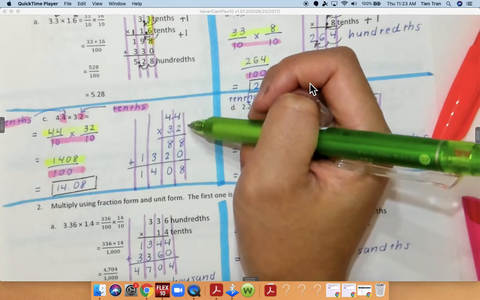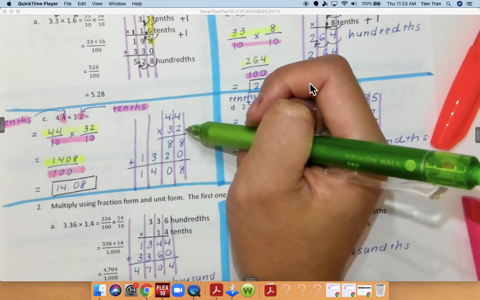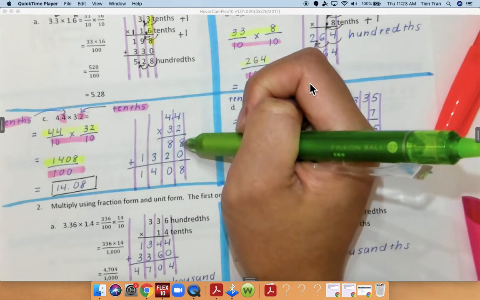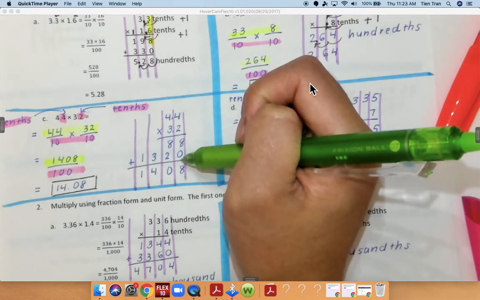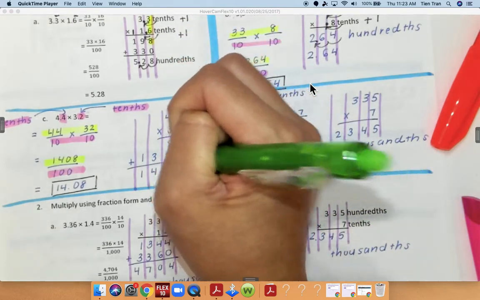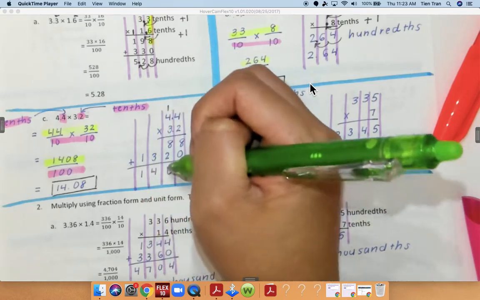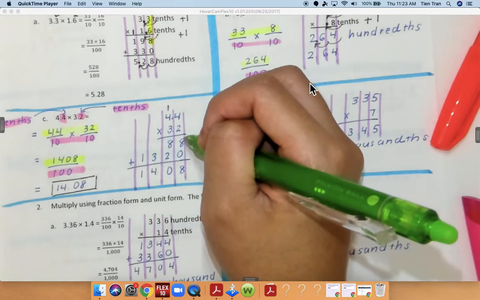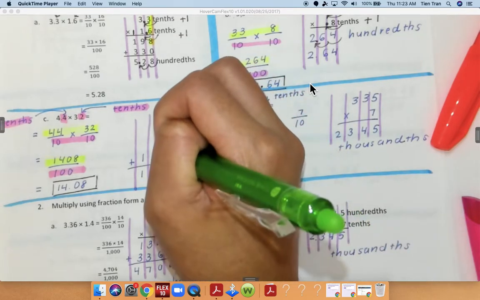Now, writing it as a standard algorithm, I have 4.4 times 3.2. 4 times 2 is 8. 4 times 2 again is 8. Bring down your 0 because you're multiplying in your tens place. 3 times 4 is equal to 12. 3 times 4 again is equal to 12. Plus 1 is 13. Add everything together. 8 plus 0 is 8. 8 plus 2 is equal to 10.